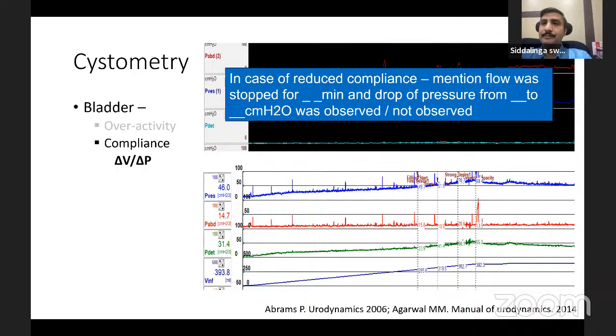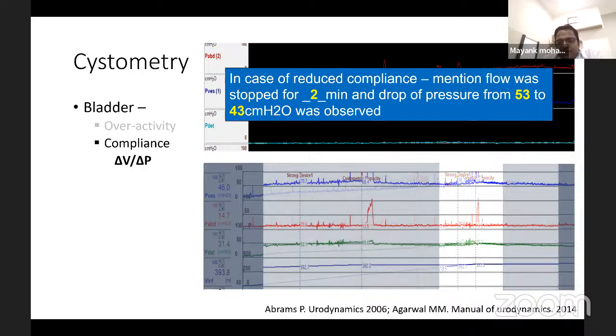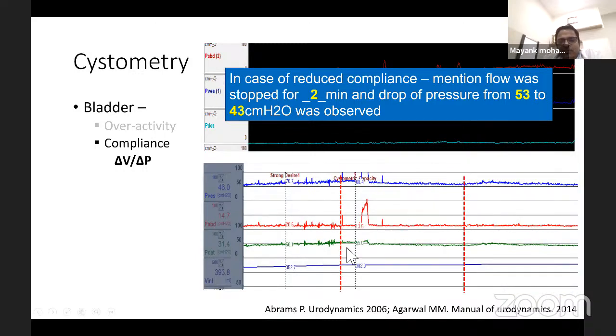Remember one thing, whenever you have any patient with poor compliance like this, always stop the flow for 2 minutes and see whether the P detrusor is falling or not. If the P detrusor is falling, it means that part of that poor compliance is because of increased tone of detrusor muscle, not because of only fibrosis of the bladder wall. And you should always mention that in your report. So let's say it increased to up to 55, but when we stopped for 2 minutes, it actually reduced to about 45. So there is a good 20% improvement in the compliance.